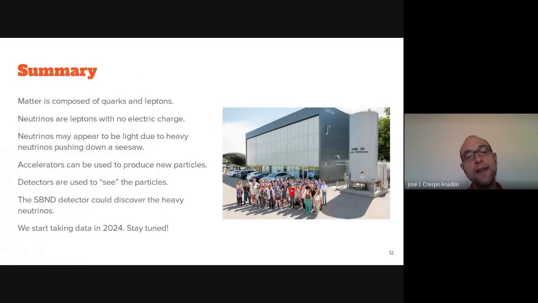Just to finalize, to give you a summary of what I told you: we have matter, which is composed of quarks and leptons. Neutrinos are leptons, neutral leptons. They have no electric charge. Neutrinos may appear to be light basically because there is a heavy neutrino pushing down a seesaw. We have accelerators we can use to produce these new particles, and we use detectors to see the particles. And this being the detector, the one that I'm using, could discover those heavy neutrinos beginning in 2024 when we start taking data.